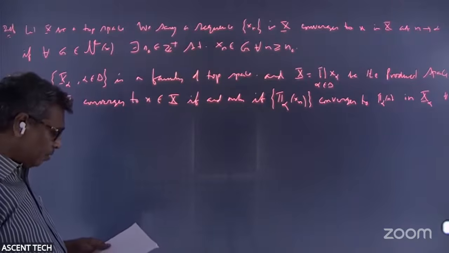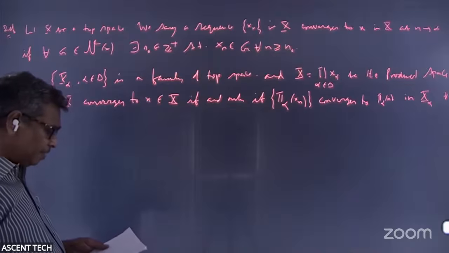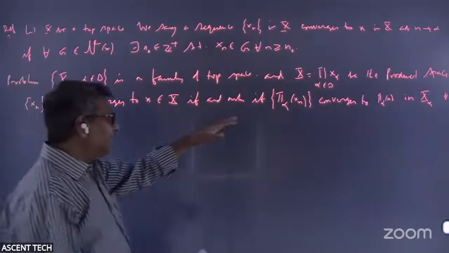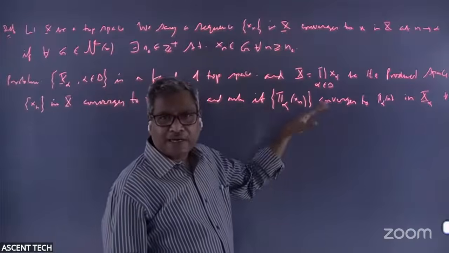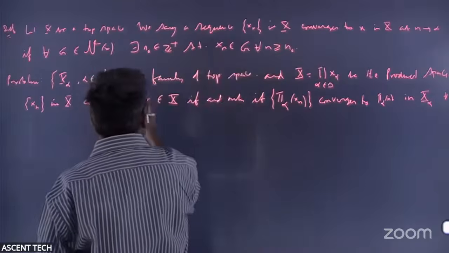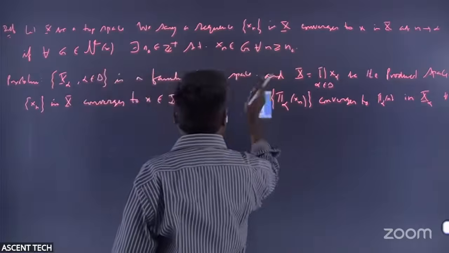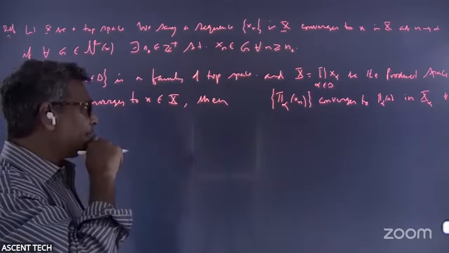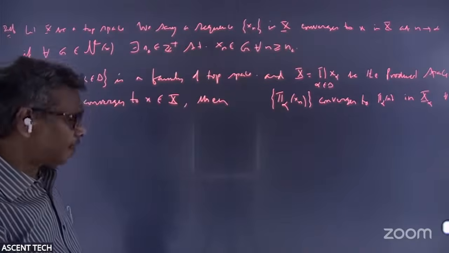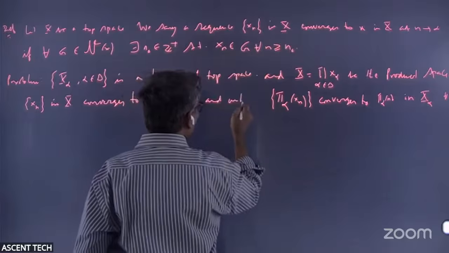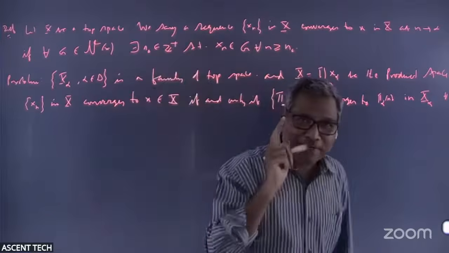I better be careful. I don't know if I can say vice versa. Because for each alpha, you have an n naught, and that n naught may depend on alpha. I should not say if and only if. If xn converges to x, then... I'm thinking, I better be careful. Oh, okay, yes, I can say that. If and only if. Yes, I can say that. You understand my difficulty?